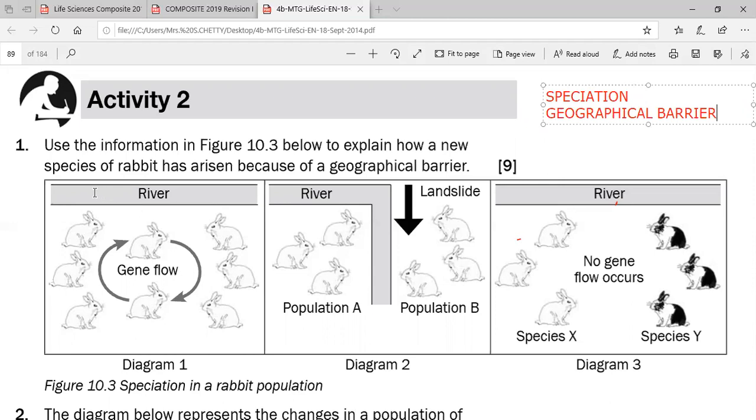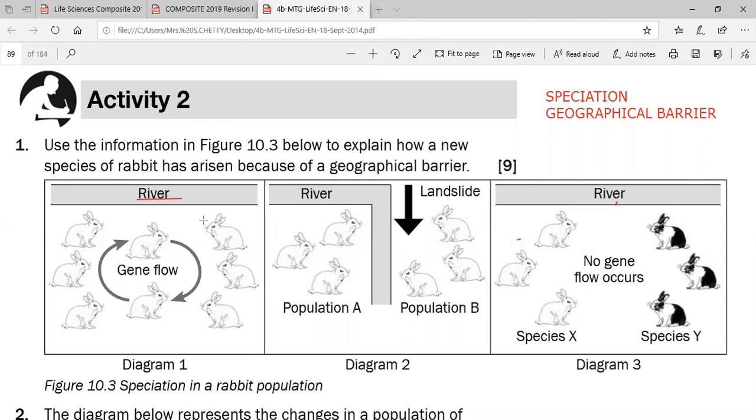So if you look here, the river is there. In life sciences, my darlings, taking time off to read your question is of paramount importance. Read the question carefully and take note of important things by underlining them. For example, this river. If you want to underline, there's the river. The river was there in that particular area.